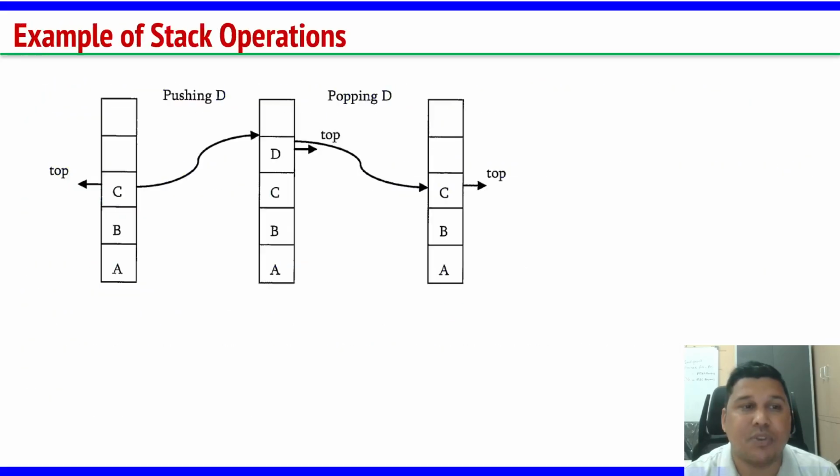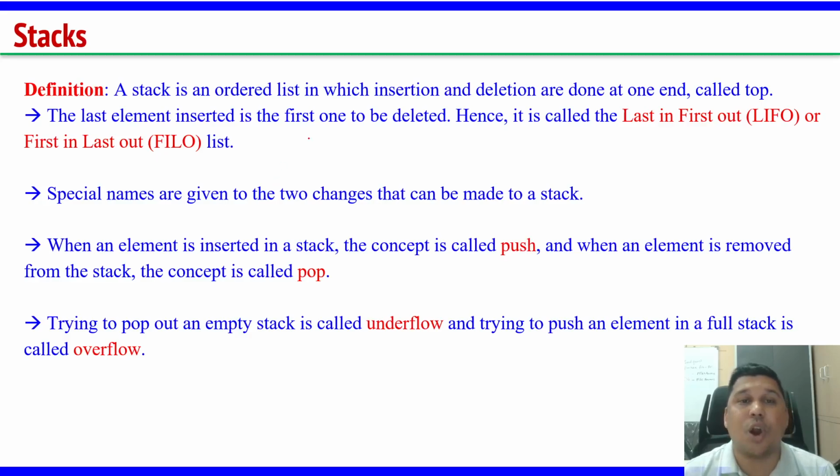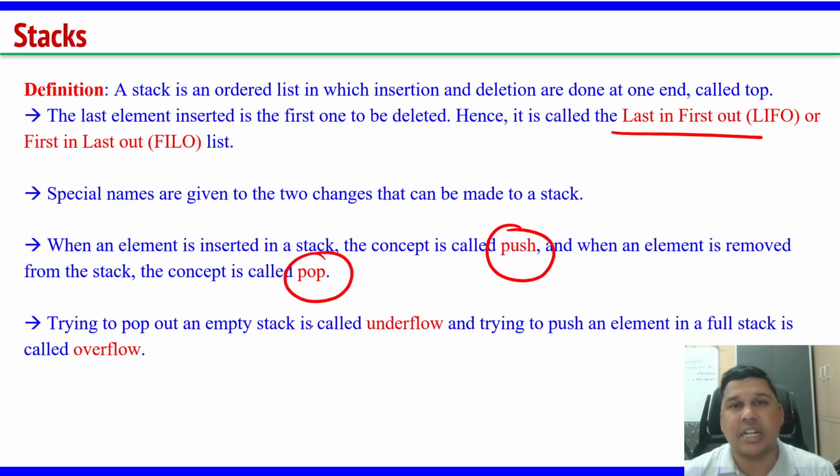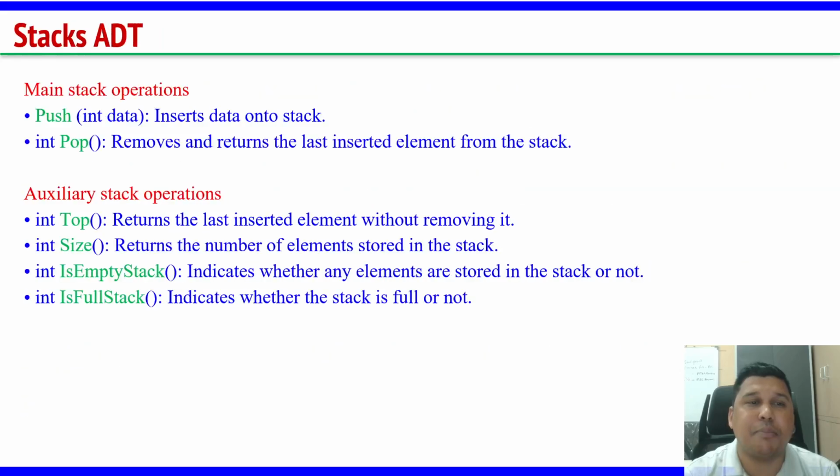Okay. If you summarize what we have seen, a stack is an ordered list in which insertion and deletion are done at only one end. That's why it is called last in, first out. There are two popular operations. The first one is push and the other one is pop. The push operation inserts an element into the stack. Pop deletes an element from the stack. Okay, so this is just an example of doing that.